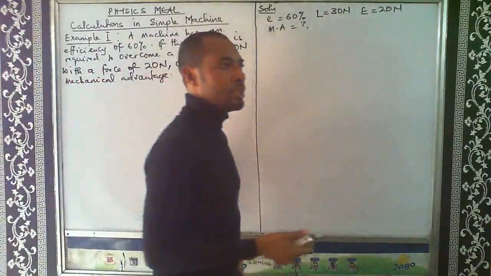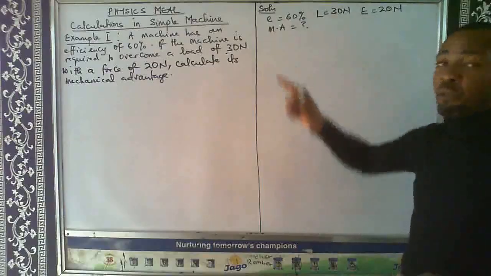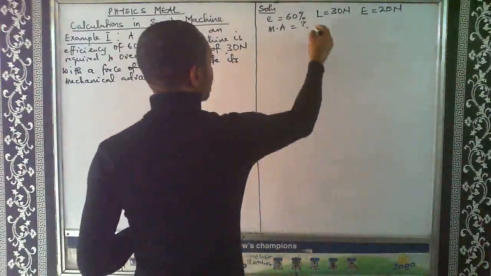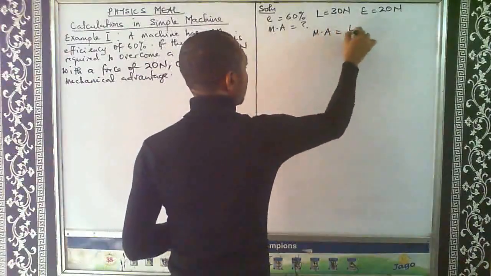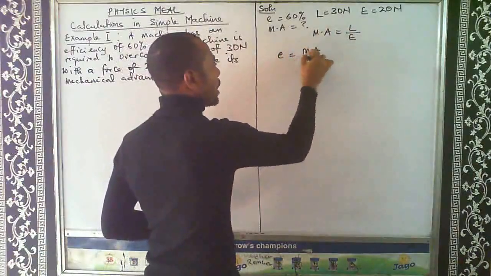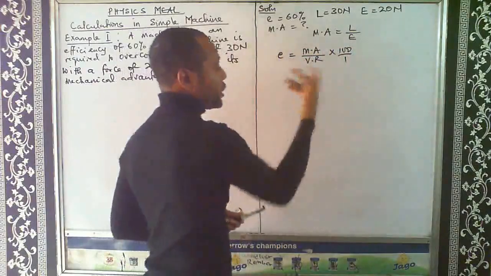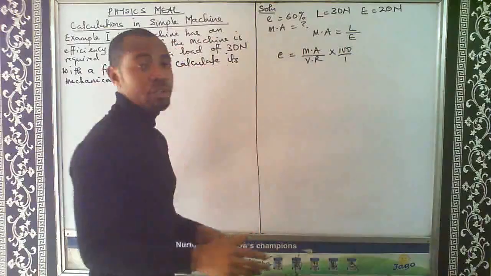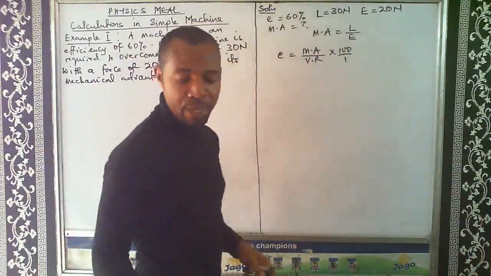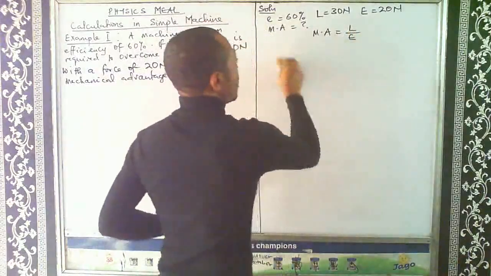Now, we know that mechanical advantage is the ratio of load to effort. So if we are looking for this, we have several expressions where we can find it. But the one we are going to use is that MA is load over effort. You will recall that we also have that efficiency is MA, that's mechanical advantage, over velocity ratio times 100 over 1. But we will not use this expression because we don't know the velocity ratio. So if we know velocity ratio and we know efficiency, then we can use this to find our mechanical advantage. But here we are given only load and effort. So we're going to use this.